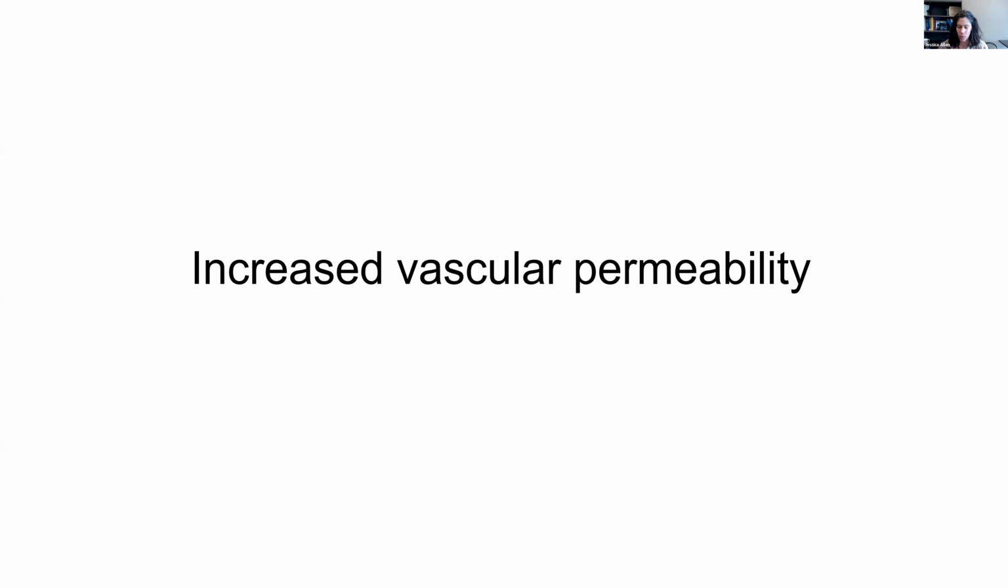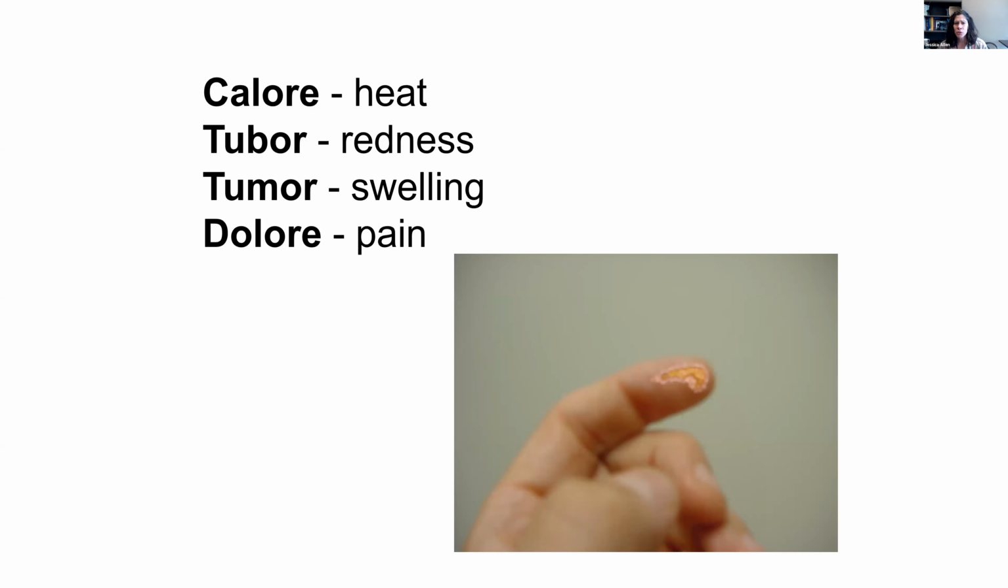This sounds a little weird. Why would we want increased vascular permeability? Increased vascular permeability is actually what leads to inflammation. The blood leaking out of our vessels and into the tissue, in particular into the skin, but into any tissue, is what leads to the heat, redness, swelling, and pain of inflammation, the calor, rubor, tumor, and dolor of inflammation.